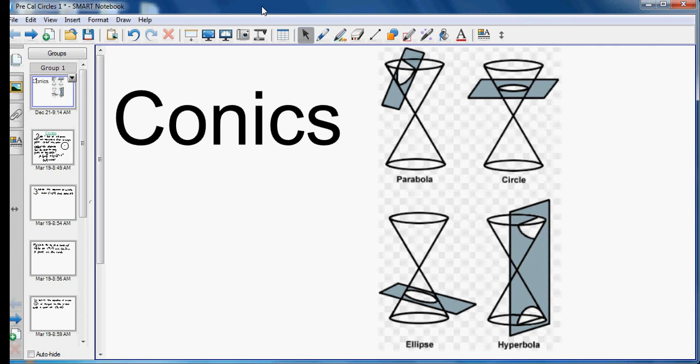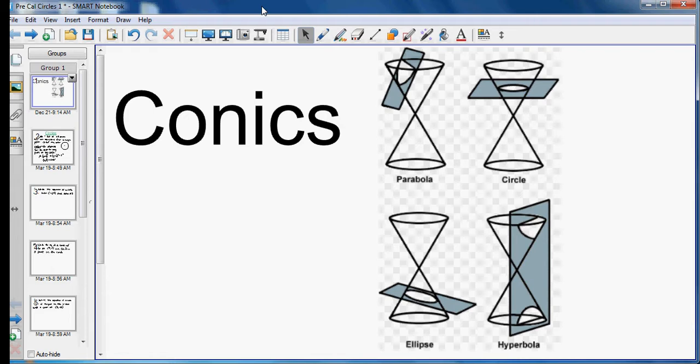This unit is all about something called conics. Conics are shapes created by the intersection of a plane with a cone. So you can see the four shapes we'll be dealing with. These are the four main conics for sure. And you can see there the shaded blue plane passing through this double cone they have showing.